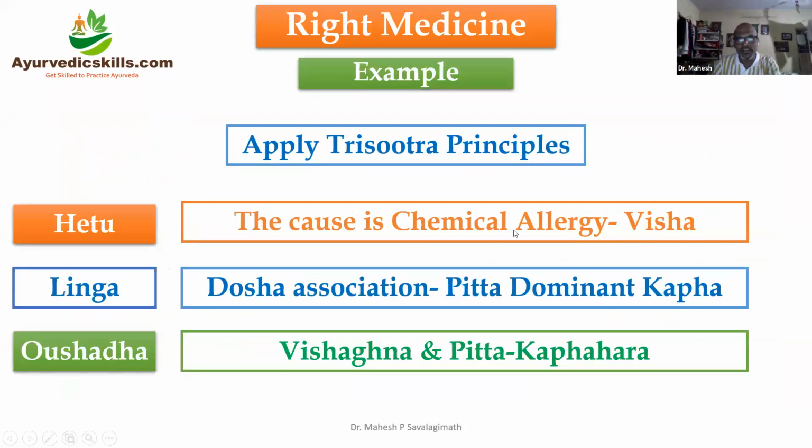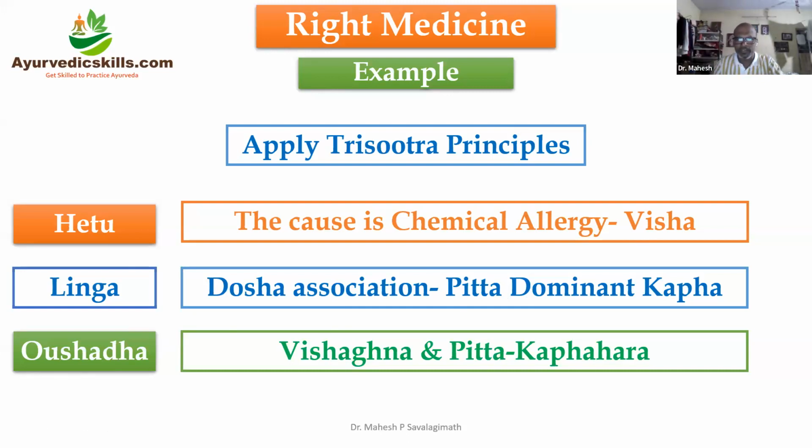So what we did there, we assessed it as an allergy. Ultimately that gel was the cause, so we considered it a chemical allergy, as Visha. When we assessed the dosha, it was Pitta dominant Kapha. So what is to be given? Vishagna plus Pitta Kaphara Chikitsa. Vishagna is Aushada, Pitta Kaphara is Prashamana. There is no restriction: you can use any medicine having Kushtagna as well as Pitta Kaphara action.